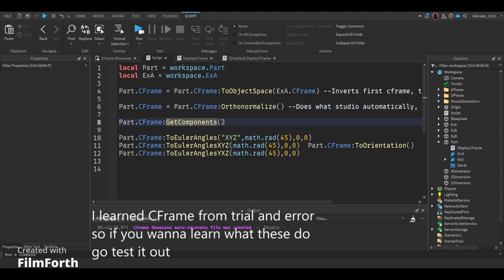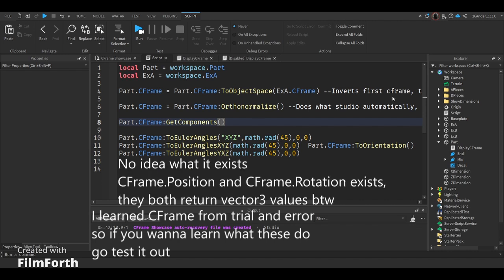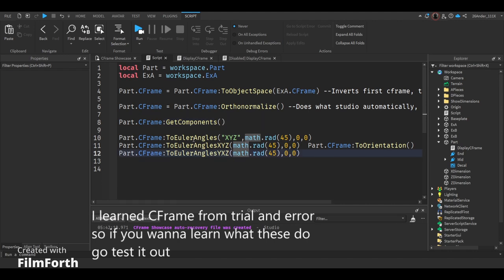GetComponents returns all the numbers inside of a CFrame. ToEulerAngles is the same thing as CFrame.Angles, but changes the rotation in a specific order. And I did not teach this in the rotation part because this is too much brain power for you guys to handle. And these two, they're the exact same. What this one does, it already sets the order for you, so you don't have to input it. Same thing with this one.